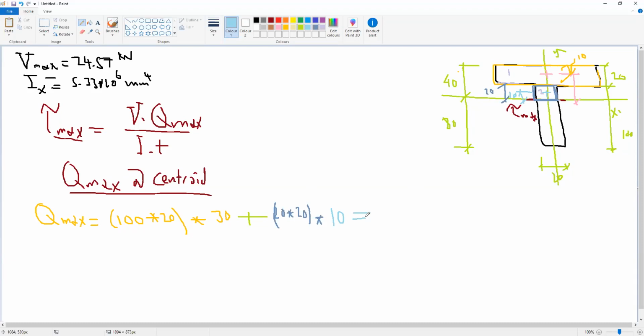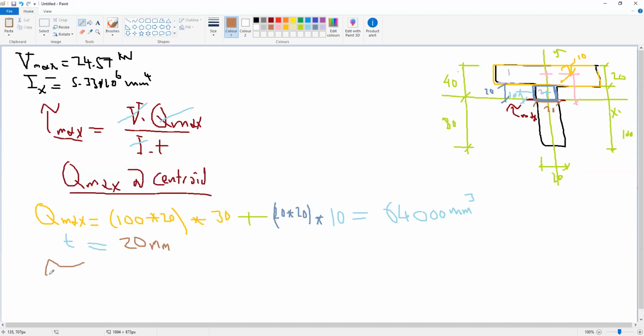This gives us Q max. I'm going to find Q max for you. Q max will be 64,000 millimeter to the power 3. So we now know V, Q, and I, and we still need T. What is T? T will be the width of the section here, which is 20. So T will be 20 millimeter.